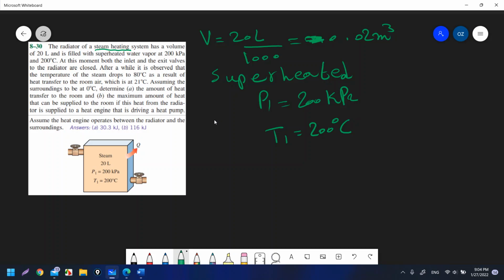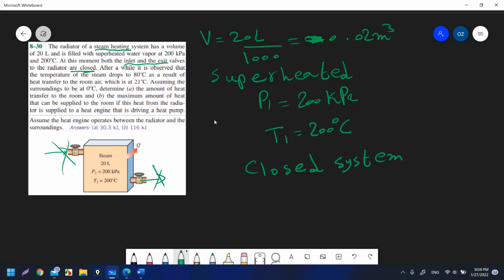It is steam heating, so you can see it is converting heat to the room, to the room air. At this moment, both the inlet and exit valves to the radiator are closed. From this sentence, you can know it is a closed system. No mass flow in or out. Fixed mass. That is why you can say it is a closed system.